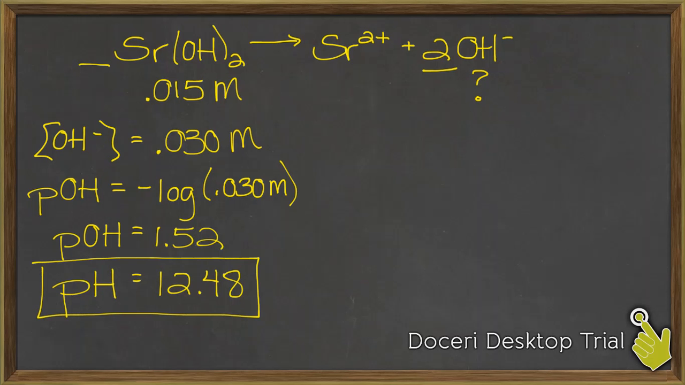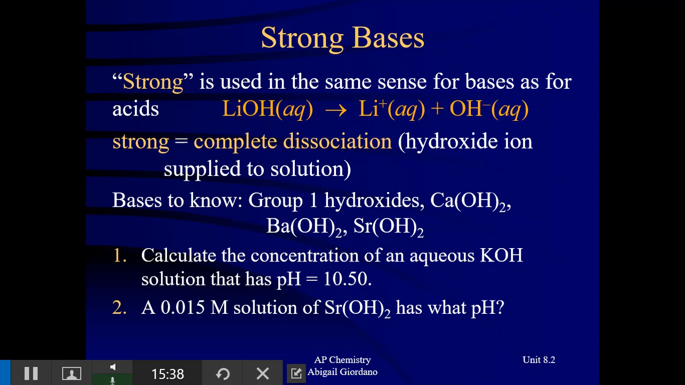And I want you guys to start getting in the habit of asking yourself, does my answer make sense? You're going to get so sick of hearing me ask you that. Think about the situation here. We have a strong base. Does a pH of 12.48 make sense? Absolutely, it does. That pH is in the basic range, and it's kind of high in the basic range, and that makes sense for a strong base. So in general, guys, these strong acid and base calculations are usually pretty quick.